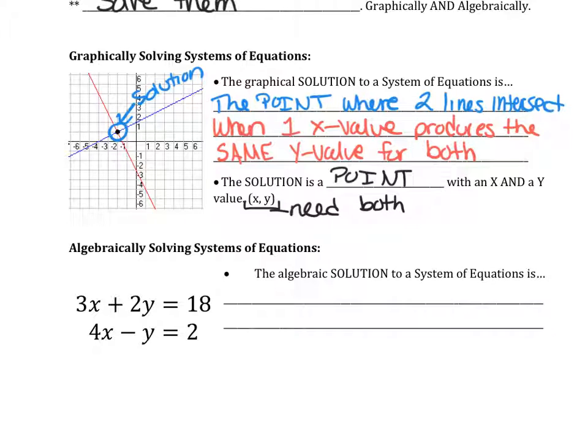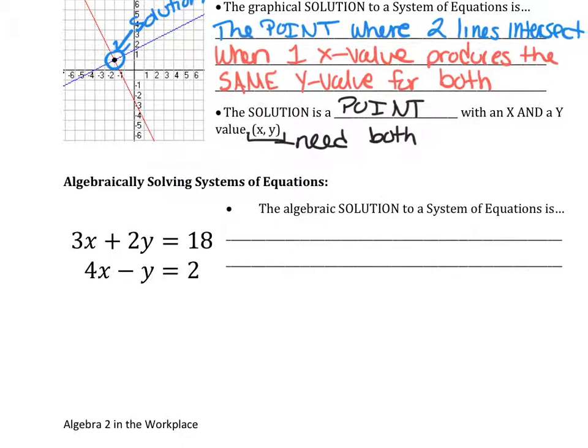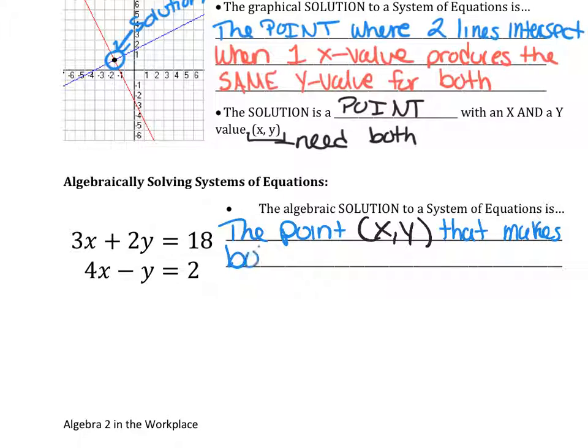So algebraically, when we are algebraically solving a system, the solution to an algebraic system of equations is the point, again with an x and a y value, that makes both equations true. So that means that point has to work for both equations. It can't just work for one. Question?